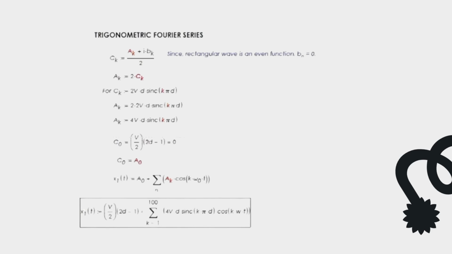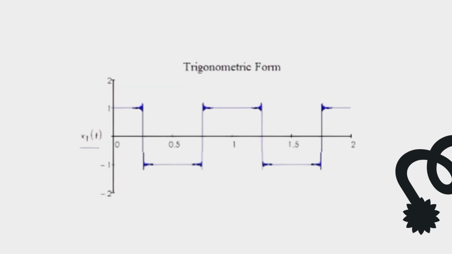And we have the result for the c naught, which is c naught is equal to B over 2 times 2D minus 1. Since c naught is equal to a naught, a naught is equal to B over 2 times 2D minus 1. So this is the formula for the trigonometric Fourier series: x of t equals a naught plus a sub k times cosine k omega naught times t. So upon substituting, we have now the trigonometric form, and it is just like the exponential form.